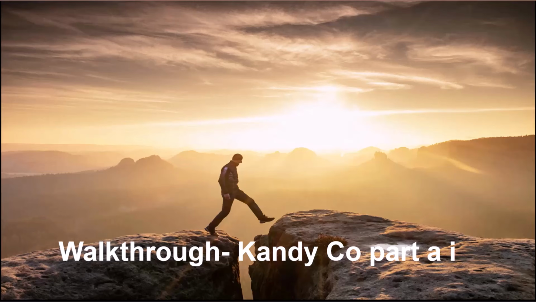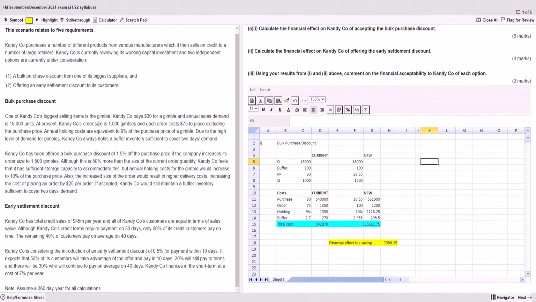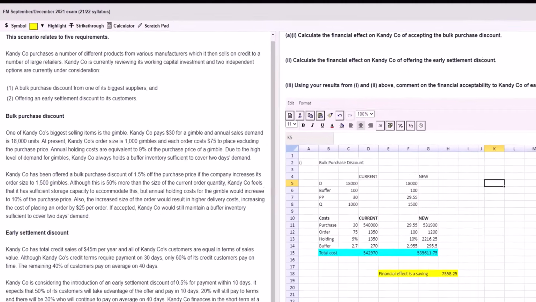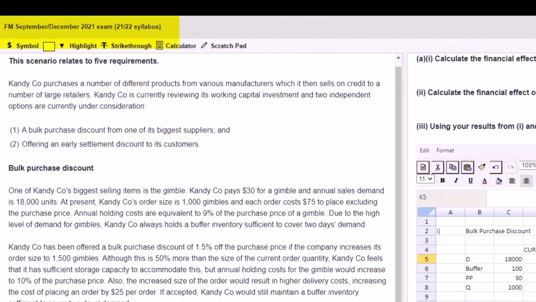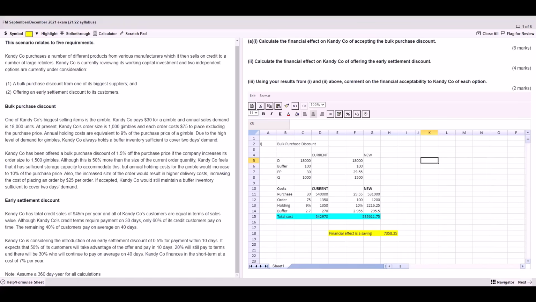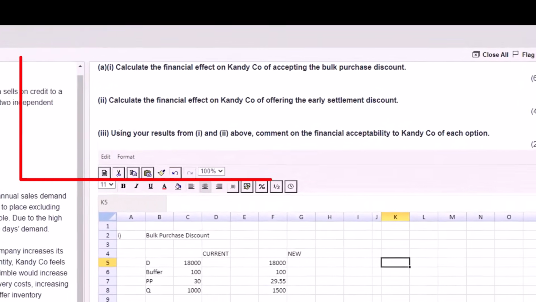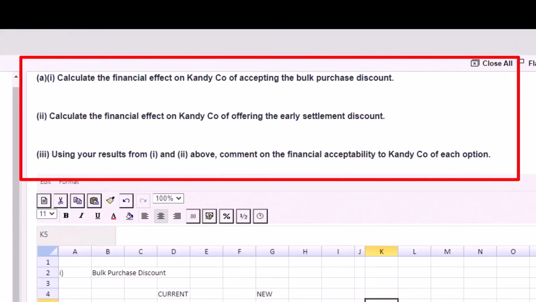I'm now going to show you a walkthrough of Candy Co. This is from the financial management syllabus, and it's specifically looking at working capital. So here I am on the practice platform, and I'm looking at the September-December 2021 past exam paper. So this question, Candy Company, has 5 requirements in 3 parts. And the first 3 requirements are using this spreadsheet.